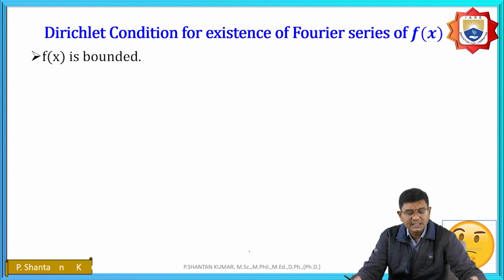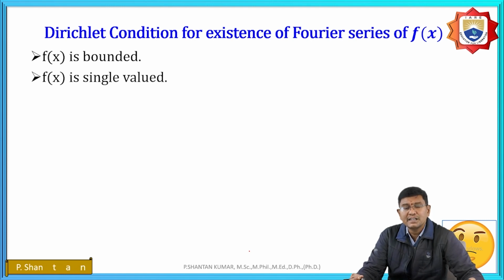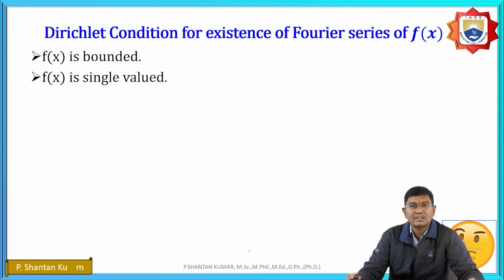The Dirichlet conditions are the conditions for the existence of the Fourier series of f of x. What are the Dirichlet conditions that we need to keep in mind? First, f of x is bounded, that is, the limits exist, including the lower bound and the upper bound. Also, f of x is single valued, meaning that by calculation the function gives only a single value, not different values.